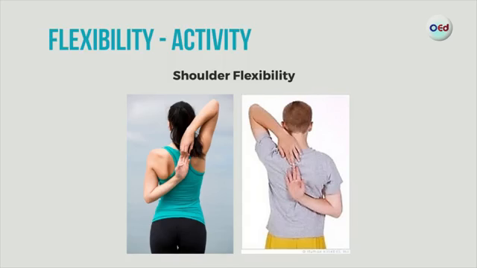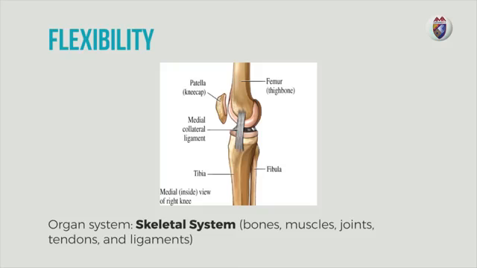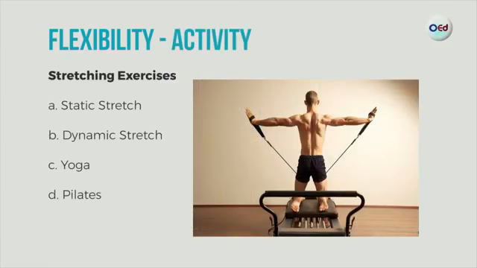Just like muscular endurance and muscular strength, the organ system involved in flexibility is the skeletal system. Tendons and ligaments that are located in joints are mostly responsible for this component of fitness. How do you develop this component? You can develop this component easily by performing stretching exercises.